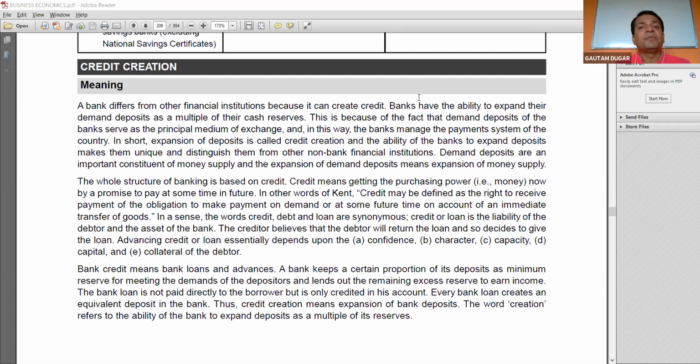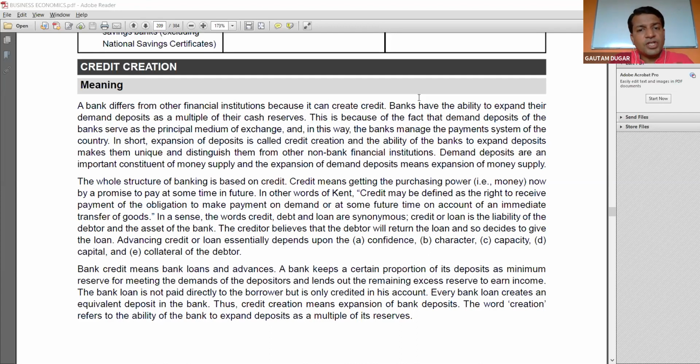And vice versa, if the reserve requirement is decreased, say for example, if the reserve ratio is reduced to just 5% instead of 10%, 5% means 1 by 20. That means the credit creation will become 20 times. That is called credit multiplier.